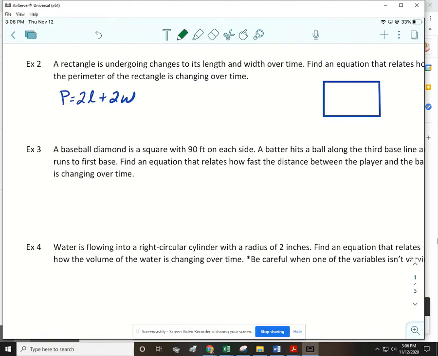Now we have to do what we did on example 1. We have to find the derivative of this with respect to time because we want to relate how the perimeter of the rectangle is changing over time. So we're going to find the derivative of P with respect to time. So that's just going to be 1 dP dt. All right. And then we want to find the derivative of 2L with respect to time. So that's going to be 2 dL dt. All right. And then for 2W, that's 2 dW dt. All right. That's the equation we're looking for.